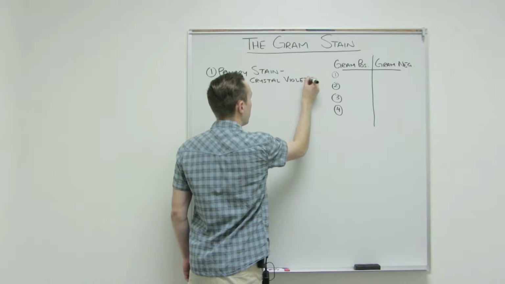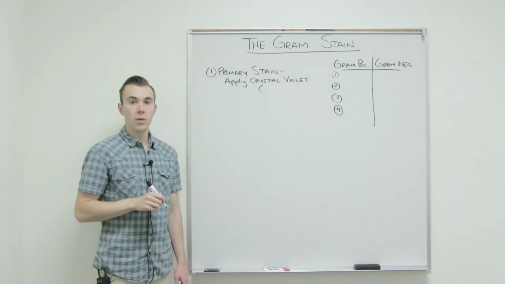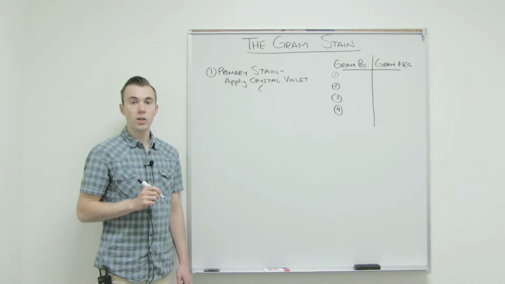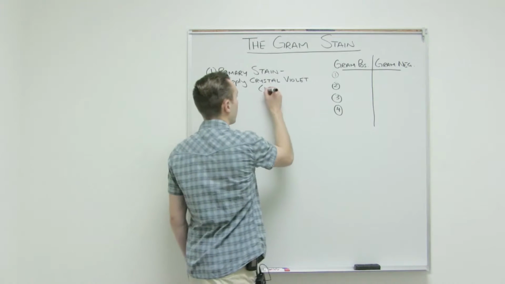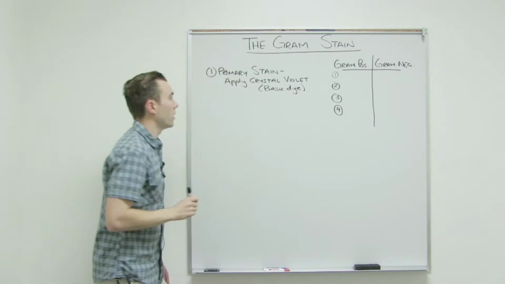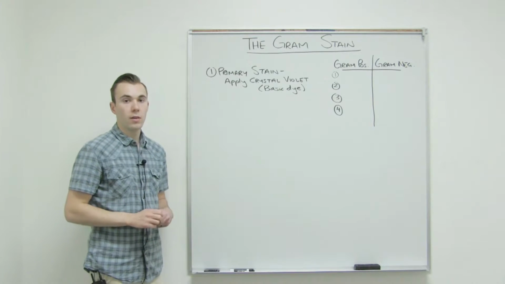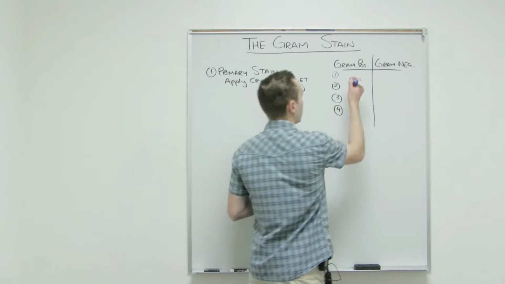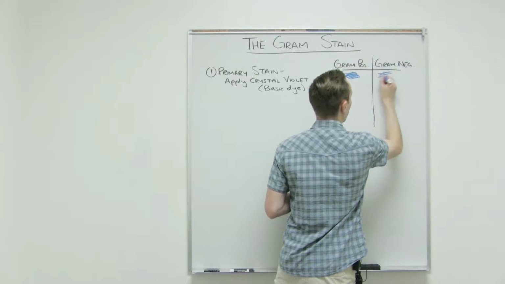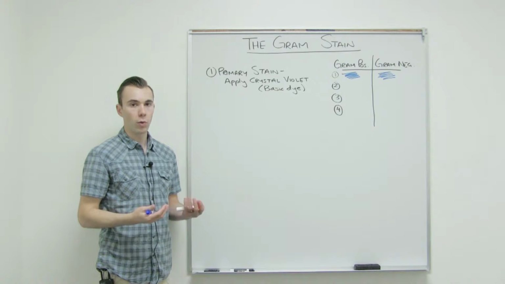Is crystal violet a basic dye or an acidic dye? Crystal violet is a basic dye, meaning it has a positive charge. This is important because the cell wall of a bacterium is negatively charged, so the basic dye will stain the microbe. So after this step, what color are our bacteria? The Gram positive is going to be purple, and the Gram negative are also going to be purple. I apologize, but I don't have a purple pen, so the blue is going to represent purple, and then red will represent red.